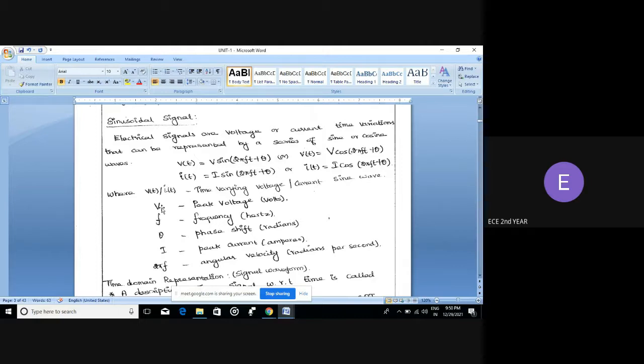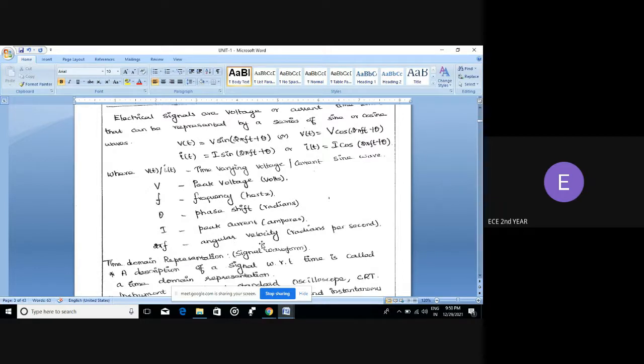V is the peak value of the voltage and f is the frequency. Theta is the phase shift. The unit for phase shift is radian, and I is nothing but the peak value of current. The unit is ampere, and for voltage the unit is volts. And then 2 pi f is called angular frequency. Here the unit for angular velocity is radians per second.